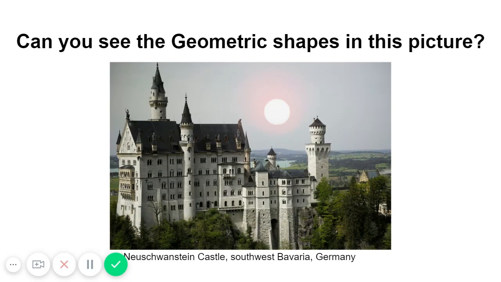Now let's look at this place. It's a castle in Germany. Can you recognize the geometric shapes we just mentioned earlier? Yeah, straight away the sun looks like a circle, and I think the roof kind of looks like triangles, and there are lots of rectangles and squares and so on and so forth.